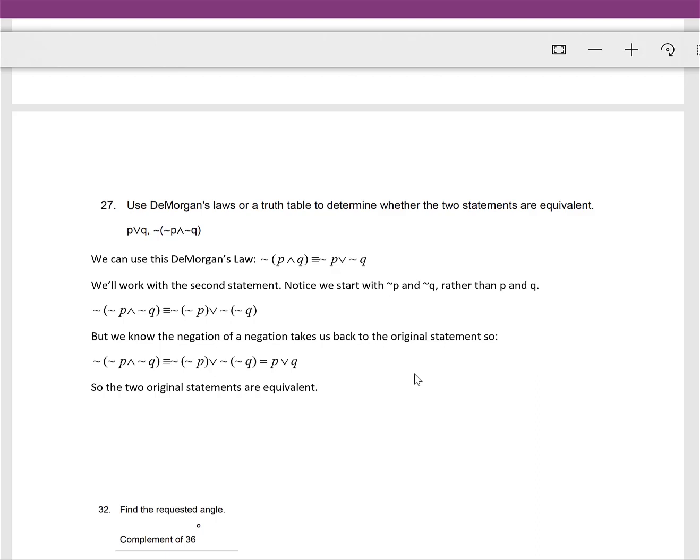Now this one says, use De Morgan's laws or a truth table to determine whether the two statements are equivalent. And we've got P or Q, and then we've got a negation, parentheses, negation P or negation Q. So I'm going to work with this part here, because it looks like De Morgan's law. Instead of having P, I have not P, and instead of having Q, I have not Q. So that's where I'm going to start.